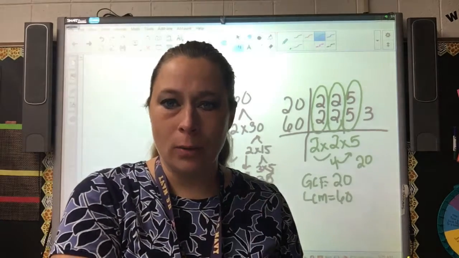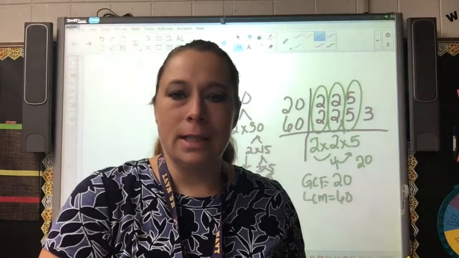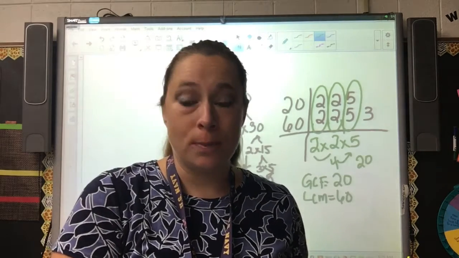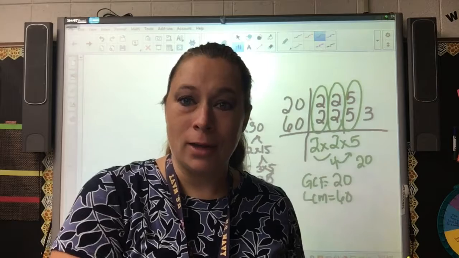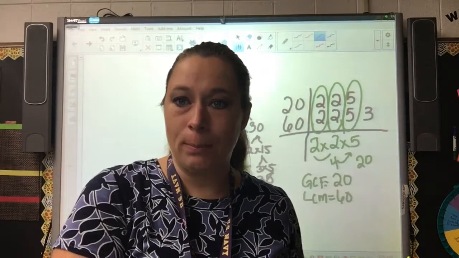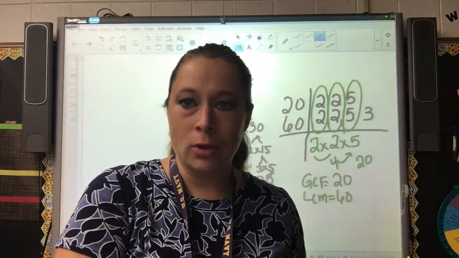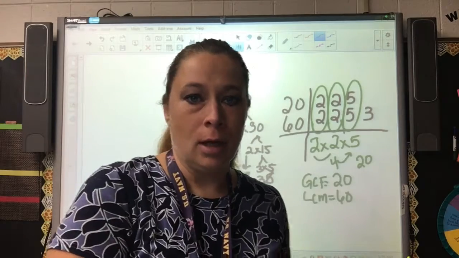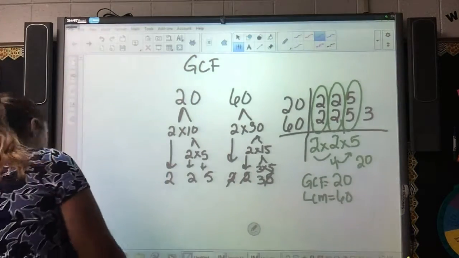Either way you go, you break it all the way down to the very end. Okay? Least common multiple, love to multiply columns. Greatest common factor, only the greatest factor pairs come down. So only those that are pairs get to come down. All right, let's try another one.